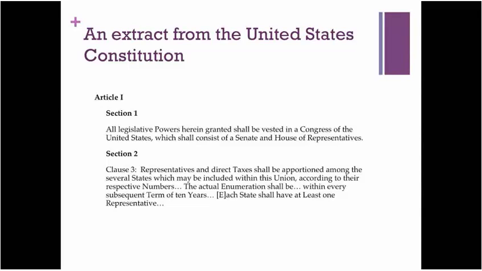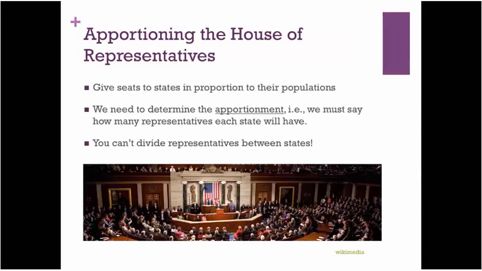In the case of House of Representatives, when I say district, I mean states, and so for that body, the question is, how many representatives should each state have? In apportioning the House of Representatives, we're supposed to give seats to states in proportion to their populations, and that means we need to determine the apportionment. We must say how many representatives each state will have.